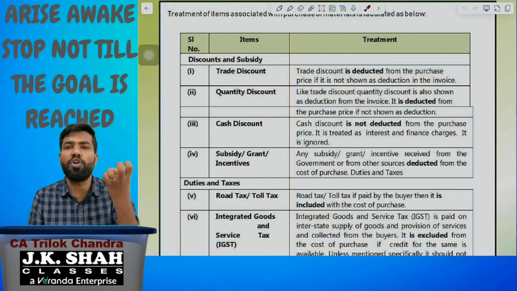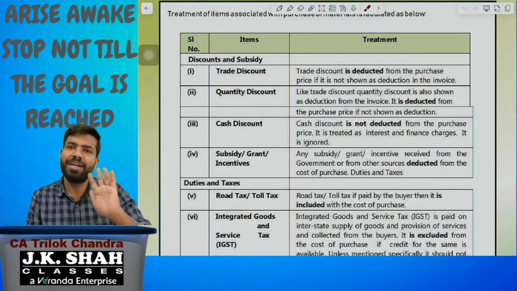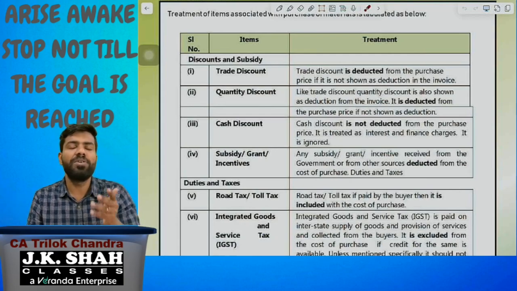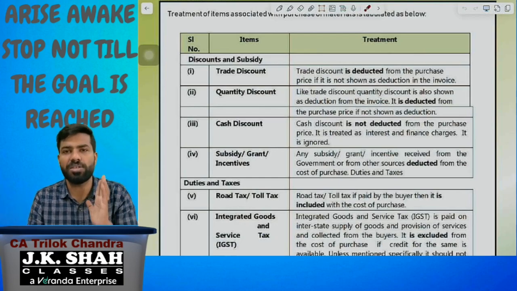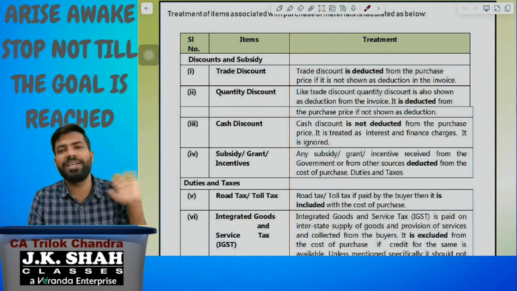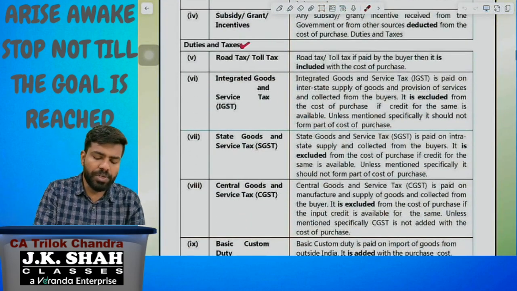Subsidy received from the government will be allowed as a deduction. When a company starts its business in special economic zones, the government provides certain subsidies. Those subsidies will be reduced from the cost. The only item which will not be reduced is cash discount, because it is not operational in nature, it is financing in nature. It is a financial cost. Clear on this?